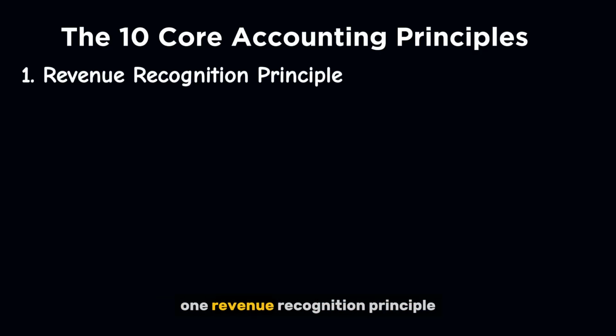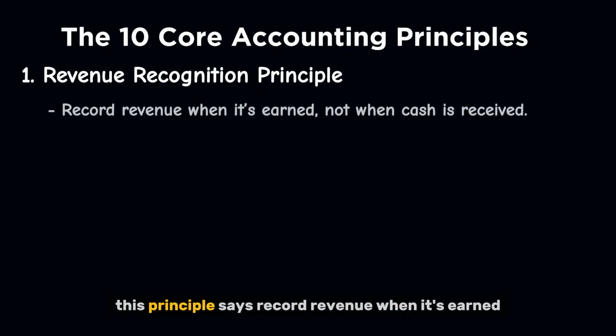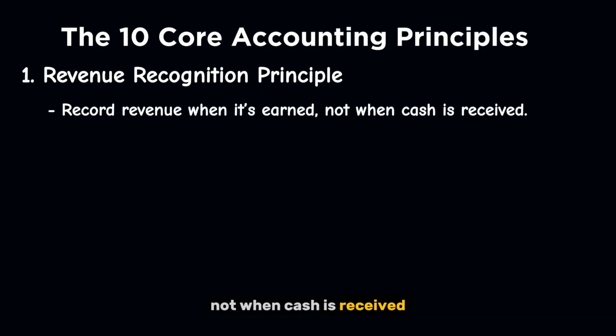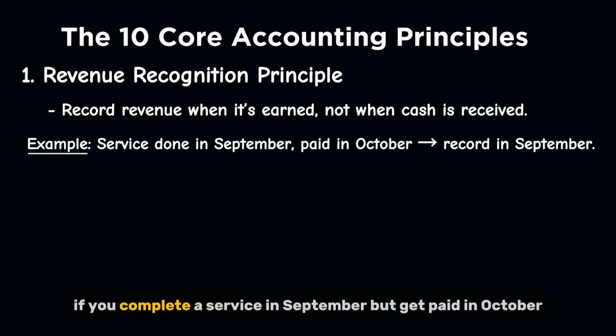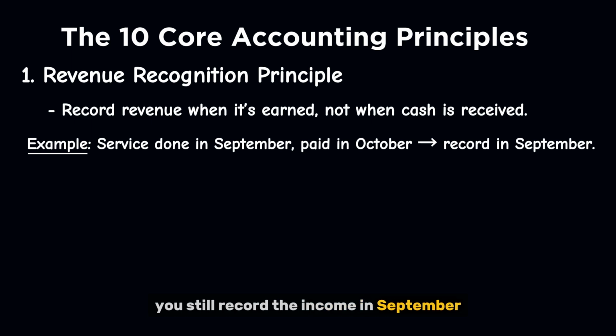1. Revenue recognition principle. This principle says, record revenue when it's earned, not when cash is received. For example, if you complete a service in September but get paid in October, you still record the income in September. This keeps financial statements aligned with when value was actually delivered.